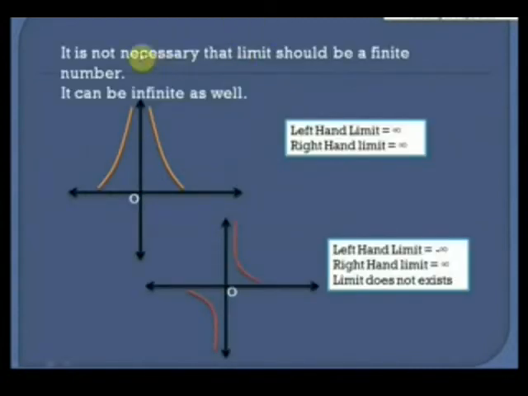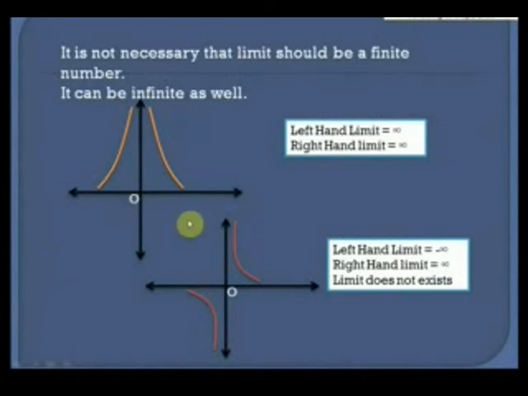Now it is not necessary that the limit should be a finite number. It can be infinite as well. So if I consider this function, here we see that the left hand limit tends to infinity and the right hand limit also tends to infinity, and the left hand limit is equal to the right hand limit. So we can say that the limit exists at the point x equal to 0.